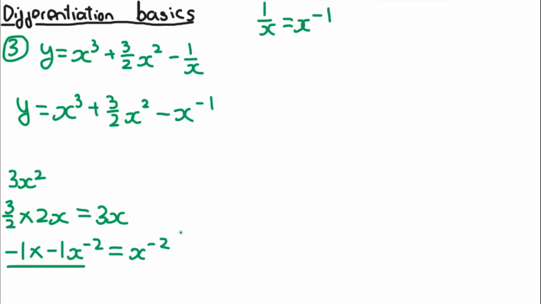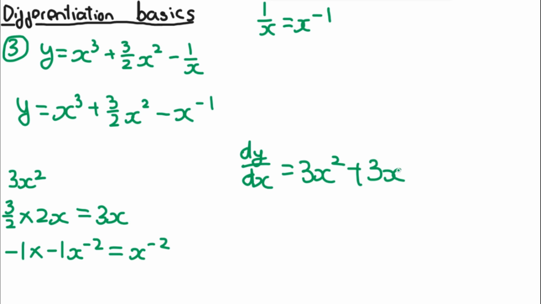Be careful with this, because there are so many minuses involved, so it might be easy to make a mistake, so just be careful. So therefore, dy over dx is equal to all these terms added together: 3x squared plus 3x plus x to the minus 2.